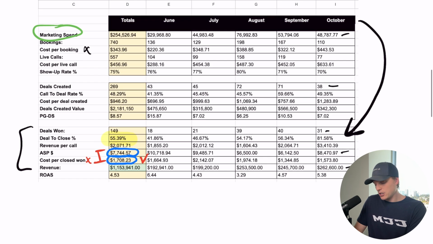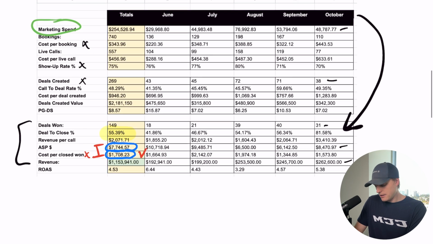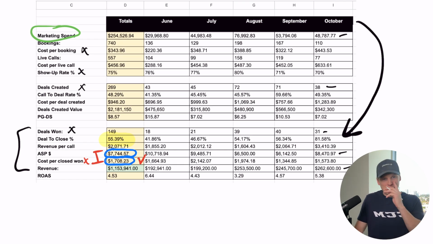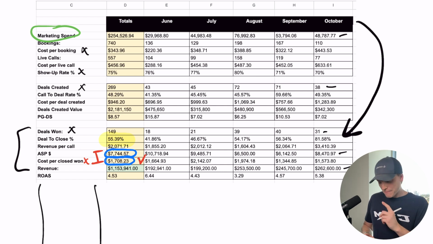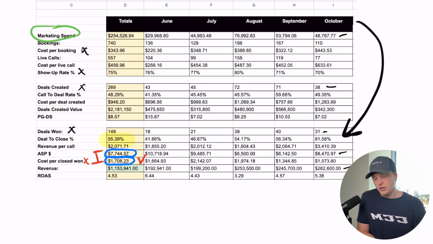You don't necessarily need to track cost per live call, but you do need to measure your show rate. That's by far, I would say, probably one of the most important metrics. How many deals you're creating, and then of course how many deals you're winning. I'm kind of going down this list because I've already slimmed it down. Our list goes on a little bit longer, but I already picked the metrics that you really need to be tracking. So I would say look at all of these and copy them. Track all of these.